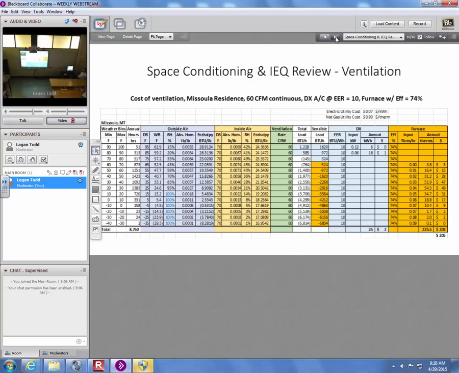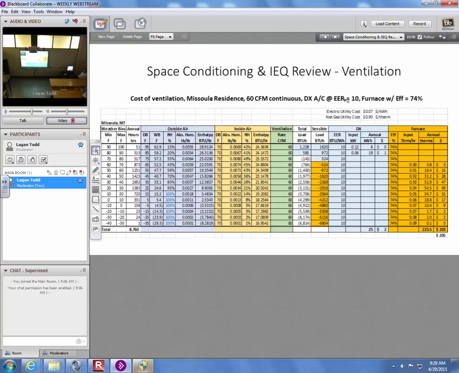Okay, so here's a model that I put together that's just calculating the cost of ventilation for a Missoula home where the continuous ventilation rate is 60 CFM. Okay, and I've included in the model a DX air conditioner, a direct expansion air conditioner with an EER, energy efficiency ratio, of 10, and a furnace with an efficiency of 74%. So this would be like an existing building, with slightly older equipment.